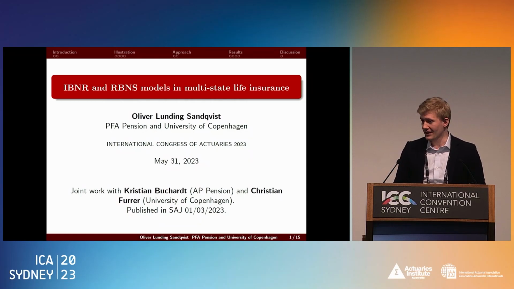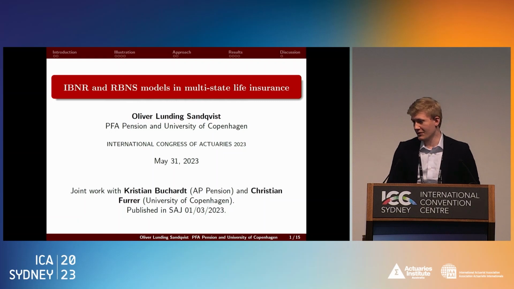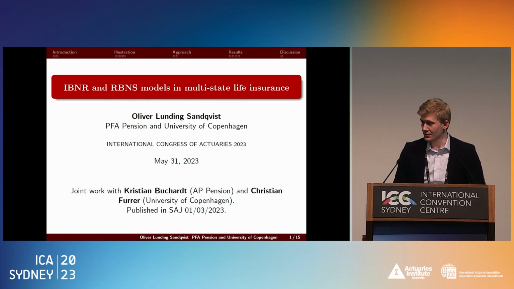So for those not familiar, IBNR here refers to incurred but not reported claims, while RBNS are reported but not settled claims. So you will notice that I'm not actually doing mortality modeling. I'm doing something that works a bit more generally. So for any multi-state models, you will be able to use these methods that I present here. So you could include disability states or marriage status or free policy conversion or all these things. The methods would still work.